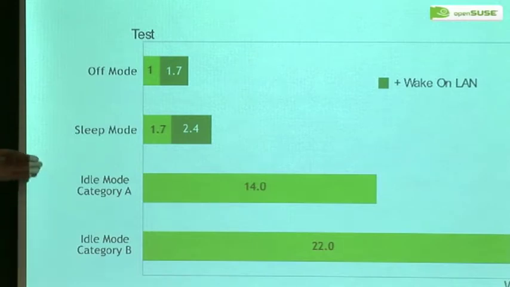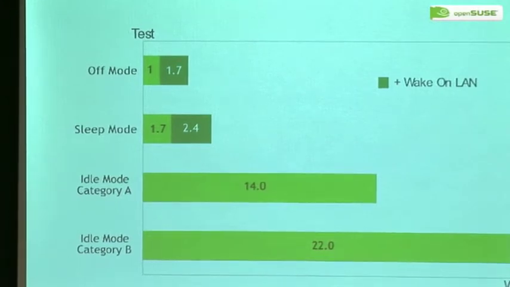Idle mode, category A, laptops must not exceed the limit of 14 watts, and idle mode, category B, laptops must not exceed the limit of 22 watts.